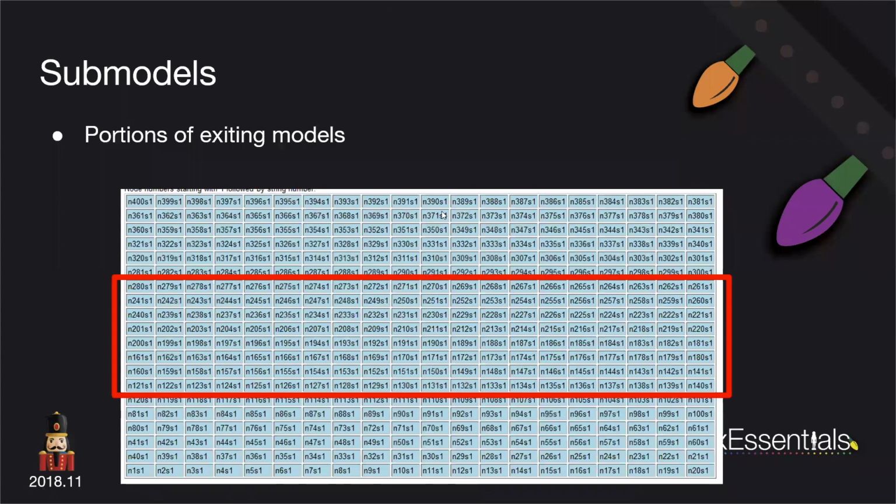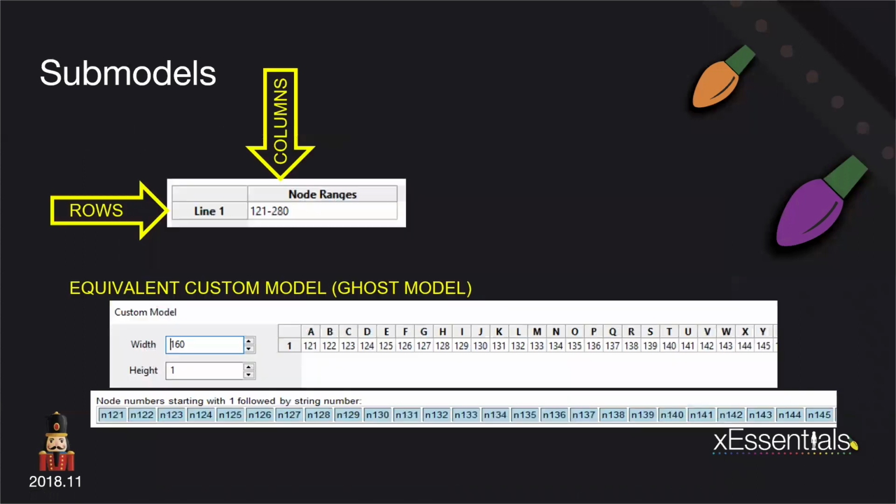This is just showing a full matrix with what I want my submatrix to be. My submatrix in this case, I'm going to start at node 121. I'm going to move to the right up to 140. I'm going to come over. I'm going to zigzag back. And I'm going to do that all the way up to node 280. For this particular model, that's just what I chose to use as an example.